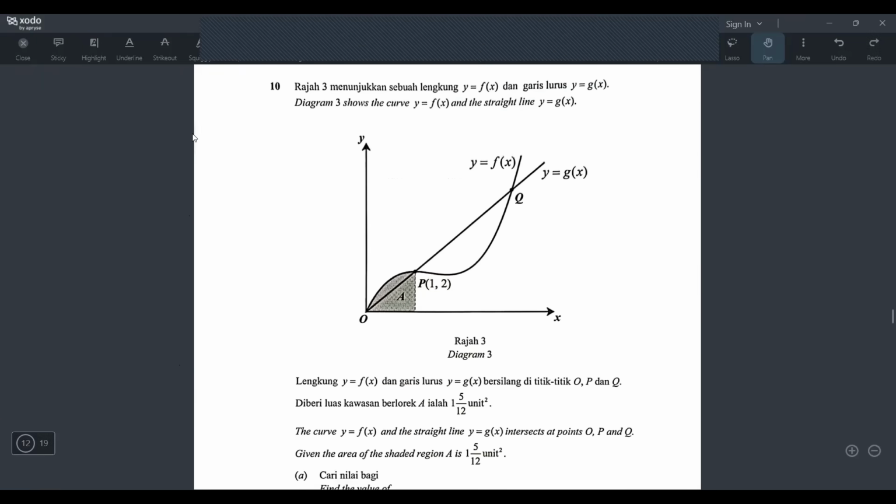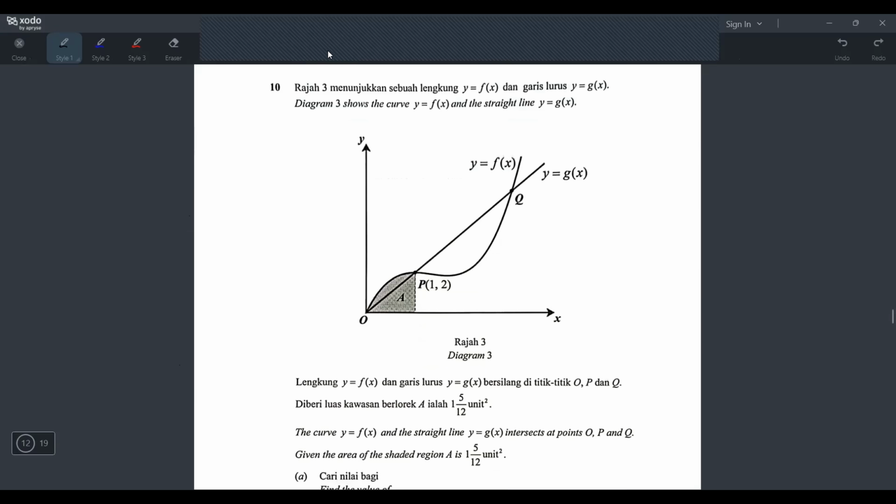Okay, let's continue with number 10. This is integration. So let's read the question. Diagram 3 shows the curve y equals f(x) and y equals g(x). Which one is f(x)? This one, right? The curve. And then which one is g(x)? The straight line. So the straight line is g(x), and the curve is f(x).